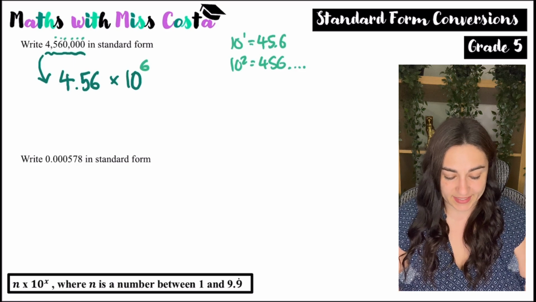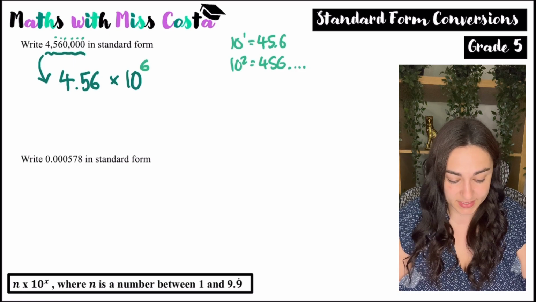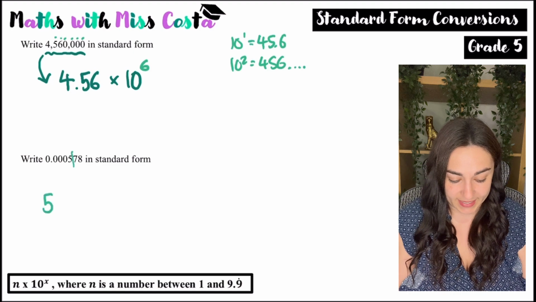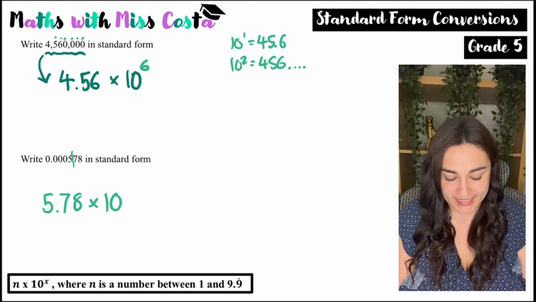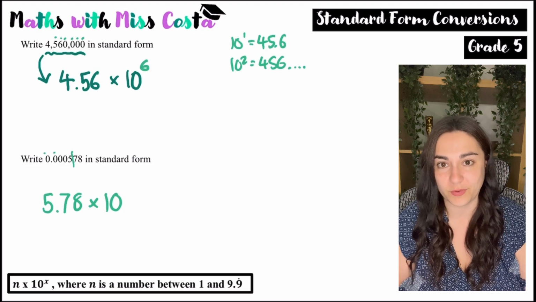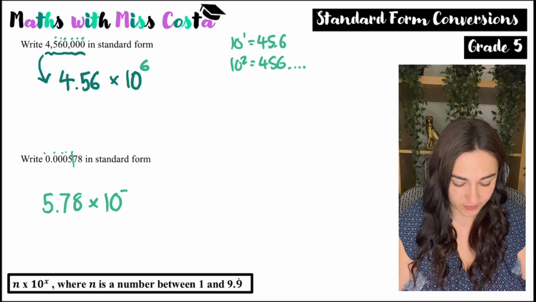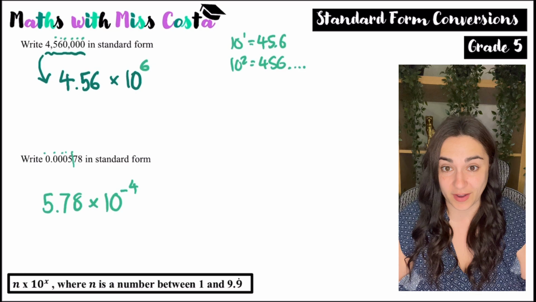When we're doing standard form and it's a decimal number, we're actually dividing by a power of 10. So the trick here is, once again, find the first non-zero digit, that's 5, 5.78, and times it by 10 to the power of however many zeros you have before the digit starts. So that would be 1, 2, 3, 4. 10 to the power of -4, because you're dividing by that.